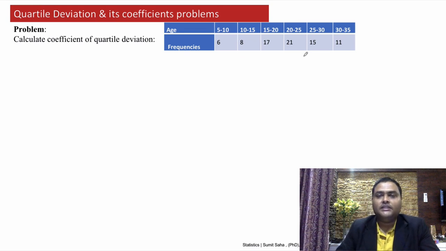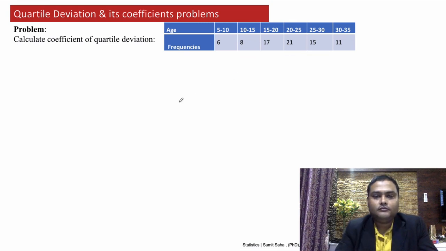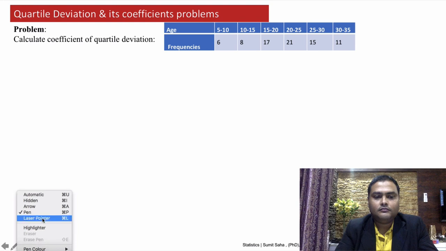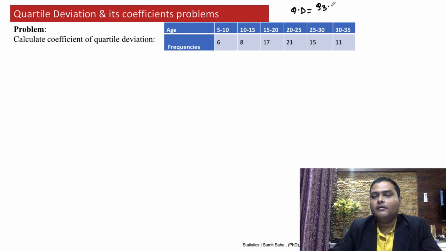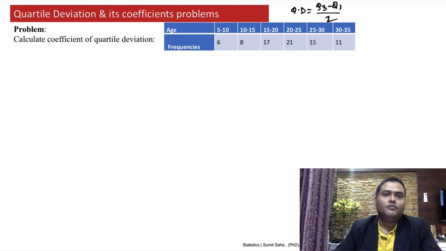Now, there are three quartiles: quartile 1, quartile 2, and quartile 3. So the quartile deviation formula is QD is equal to Q3 minus Q1 divided by 2. So this is the formula of quartile deviation.